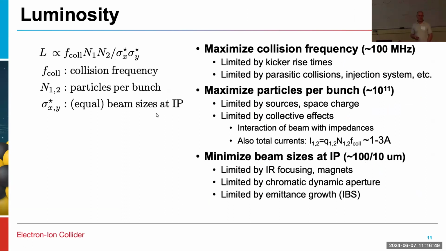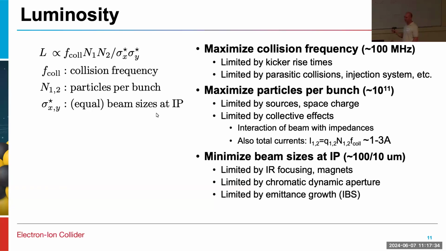Okay. So the first parameter you want in any machine is luminosity as much as possible, of course. The higher the better. Luminosity is proportional to the collision frequency, to the numbers of particles in the two rings, and inversely proportional to the cross section. So in other words, this is just number of particles per time and cross section. That is luminosity. So to maximize that, I can maximize my collision frequency, here F. Typically, we can get to something like 100 megahertz.